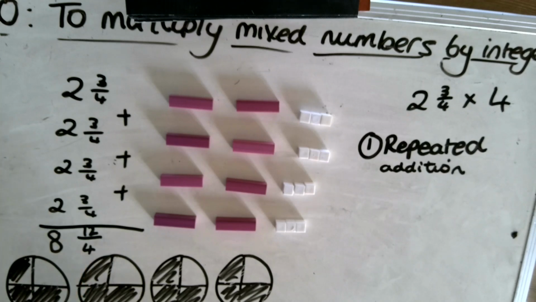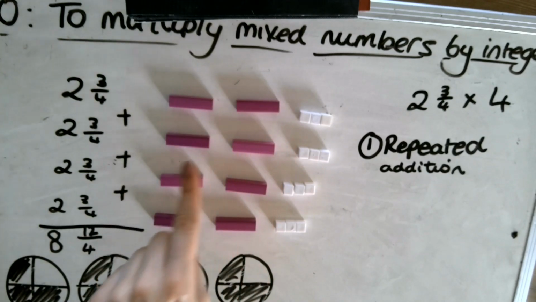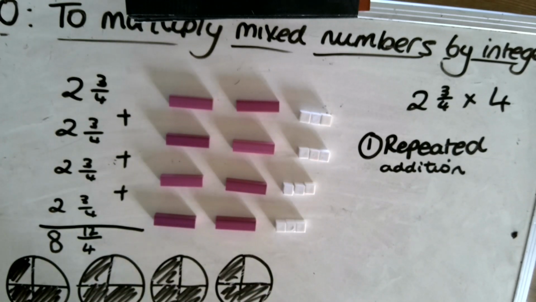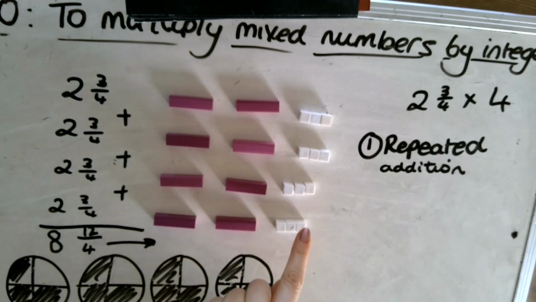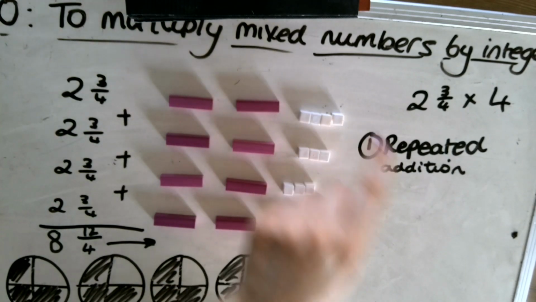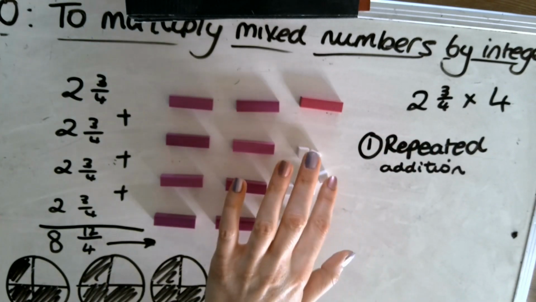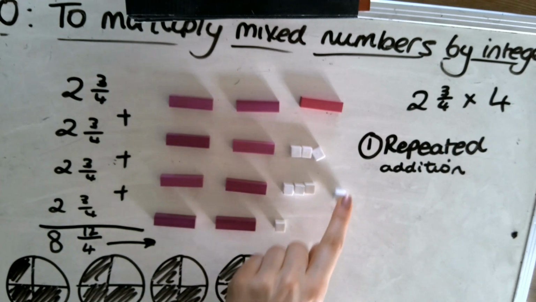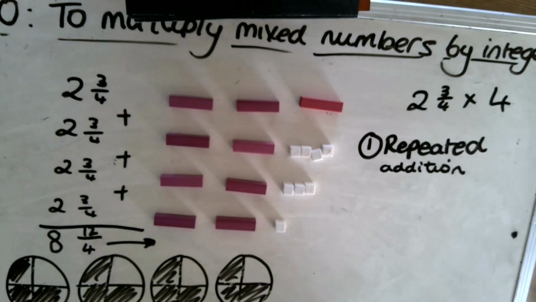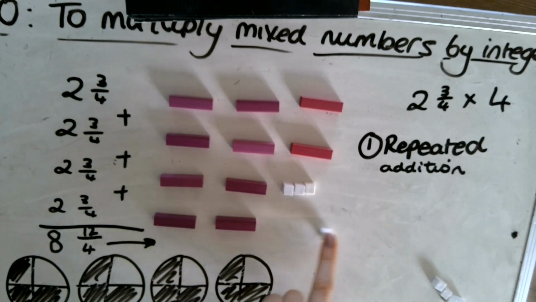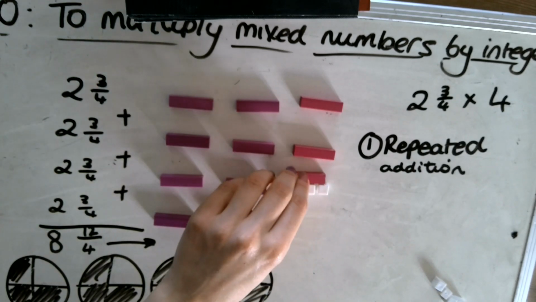Okay, so if we look over here, we have 1, 2, 3, 4, 5, 6, 7, 8. And we have 3, 6, 9, 12 quarters. But we cannot have this as our answer. So we need to convert 12 quarters. So if I was to take this quarter and move it up here, that's 1 whole. So I'm going to take this away. If I was to take this quarter and move it here, that is another whole amount, 4 quarters. Okay, and if I was to take this one here and move it here, that's another whole.